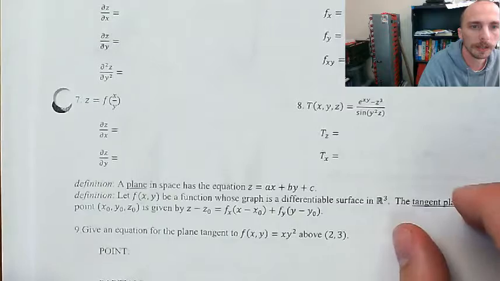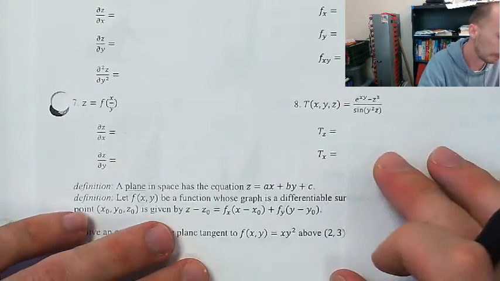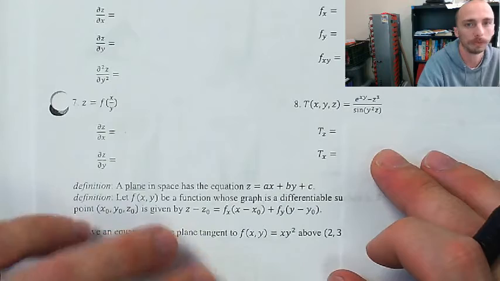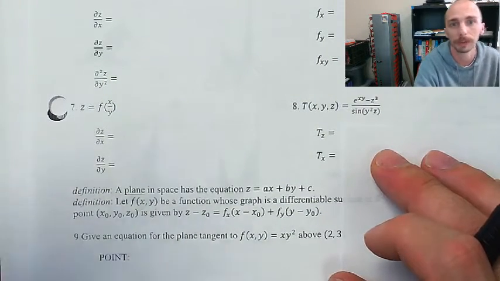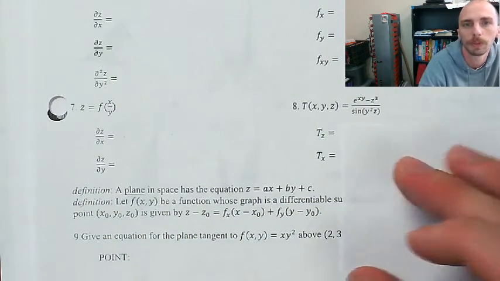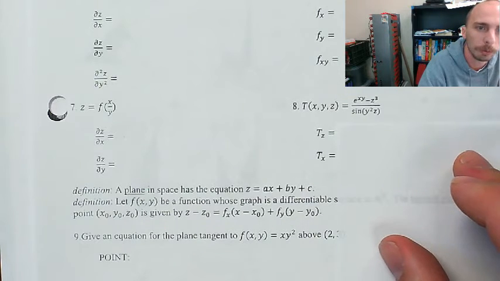Okay, and then t of x, y, and z. Yes, this can happen. We can have a function depending on 3 variables. We can have a function depending on as many variables as we want. We can still take partial derivatives with respect to any one of the variables the output depends on. Okay, so tz, quotient rule.